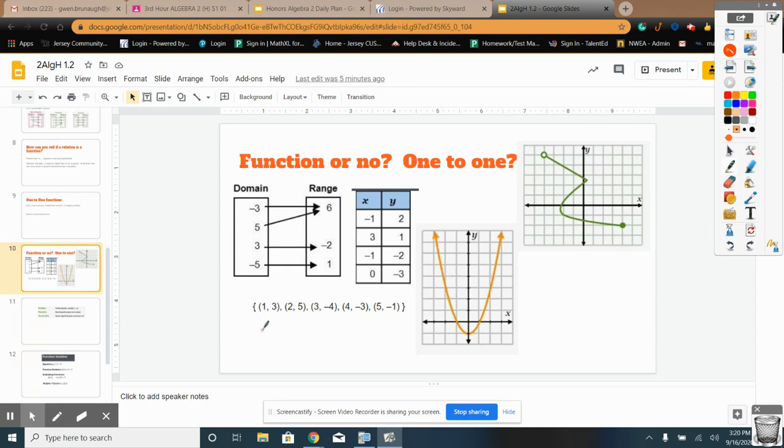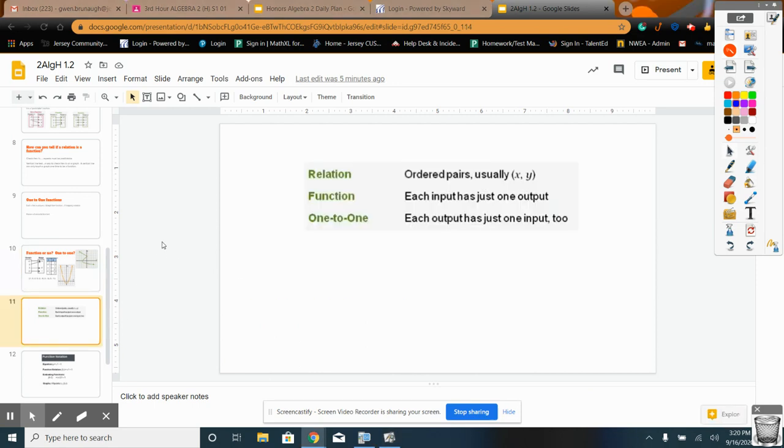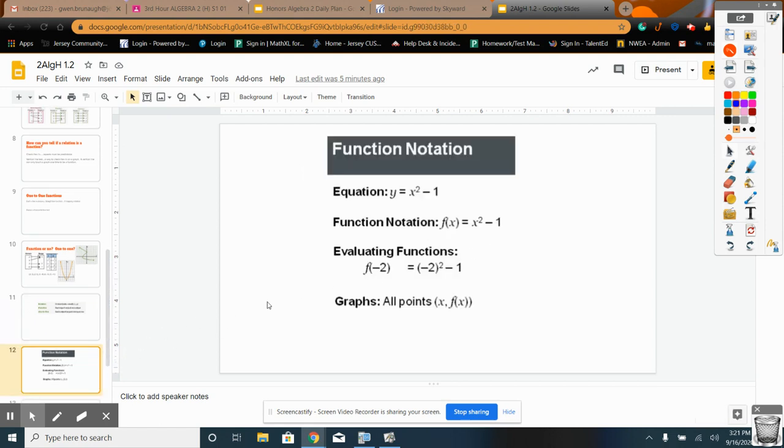Here are some ordered pairs. Let's check the x's. 1, 2, 3, 4, 5. So it is a function. No repeats. Is it one-to-one? 3, 5, -4, -3, -1. No repeats there either, so it is one-to-one. So that's how you check if something is a function or one-to-one. So real quick reminder, relations are any ordered pairs. Functions, where each input has just the one output, it's kind of predictable. And one-to-one is each input has one output and each output only has one input.